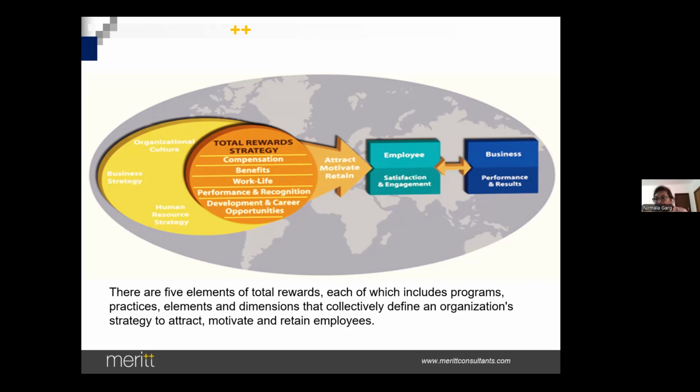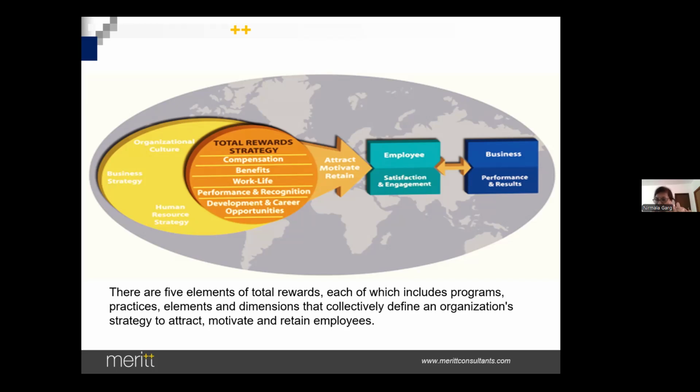Under this strategy, there are 5 elements as per WorldatWork. What are they? Compensation, which is both base salary and variable pay; benefits, all the benefits; then work life; then performance and recognition; and then development and career opportunities. So these are 5 elements which form a part of the total reward strategy.